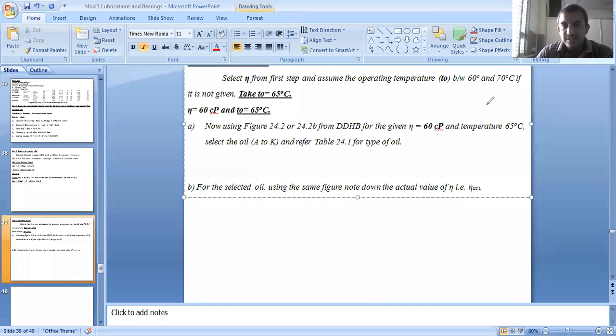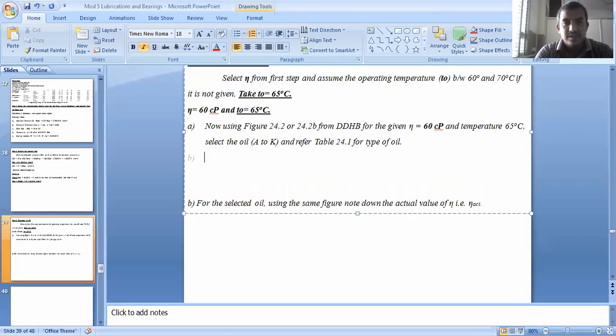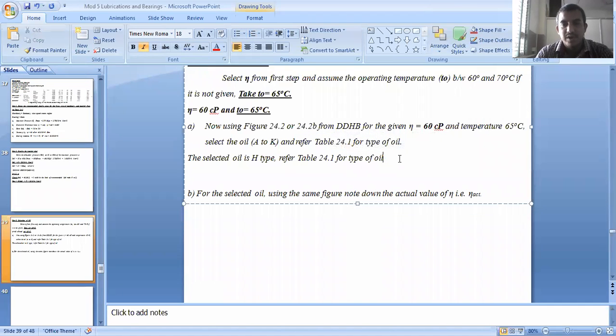Temperature, select. The selected oil is H type, right? Selected oil is H type. So we don't know what H type is. Then again we refer to the table. Refer table 24.1. Now tell me what is the type of oil it is.